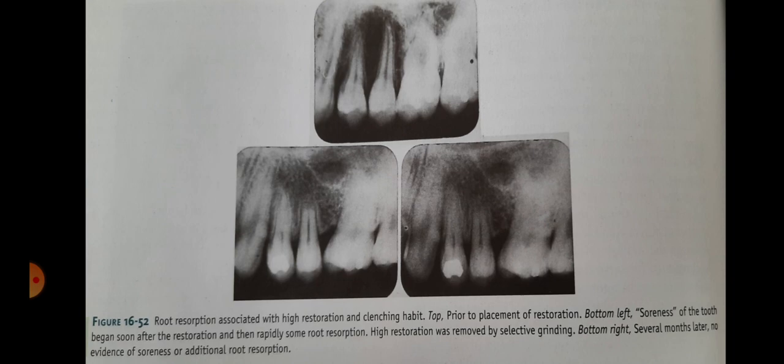High restoration was removed by selective grinding. In the bottom right, you can see several months later, no evidence of soreness or additional root resorption.